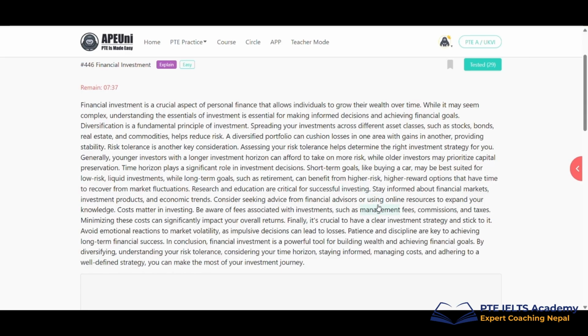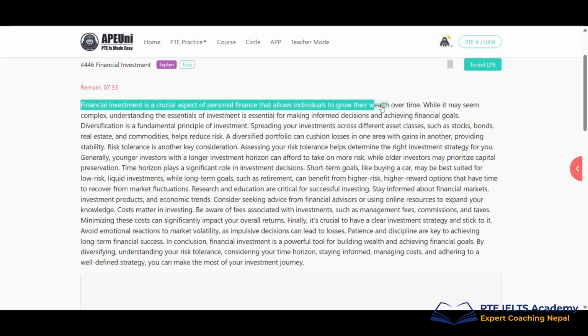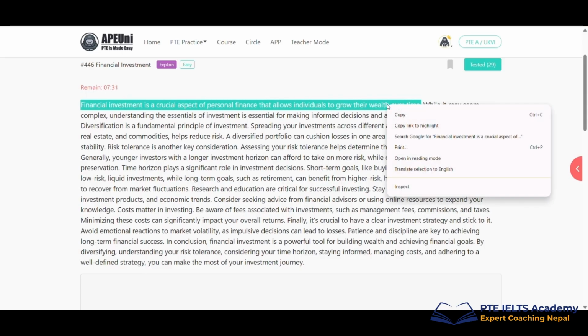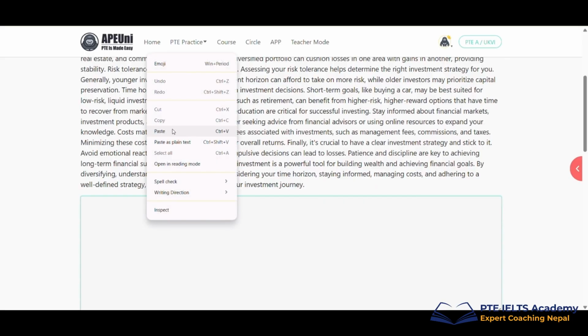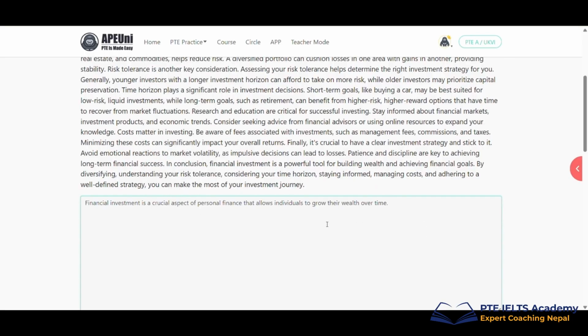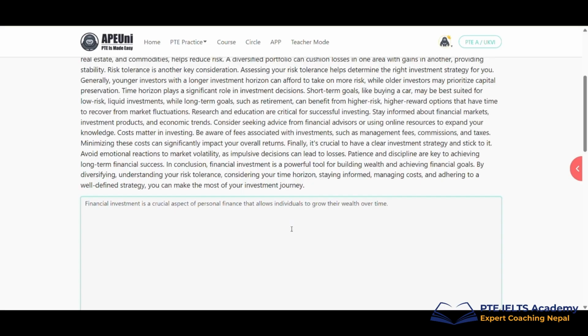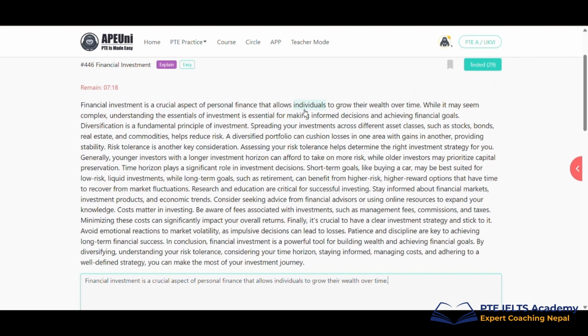For example, I've already read the passage and I'm choosing this sentence first. I'm simply copying it and pasting it here. You can type it for practice. I'm choosing this sentence because usually the first sentence is the most important sentence. It is the topic sentence. Topic sentence means it actually begins what the entire passage is about. That's why I'm choosing this sentence.